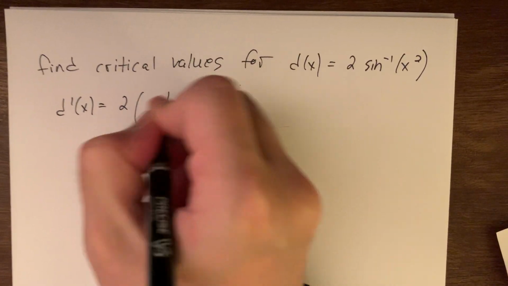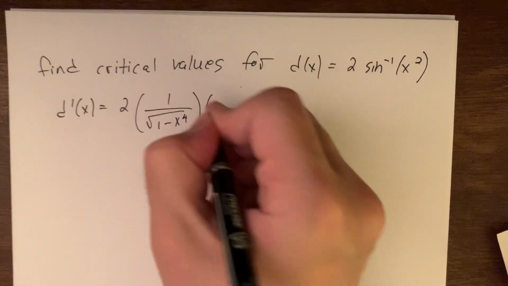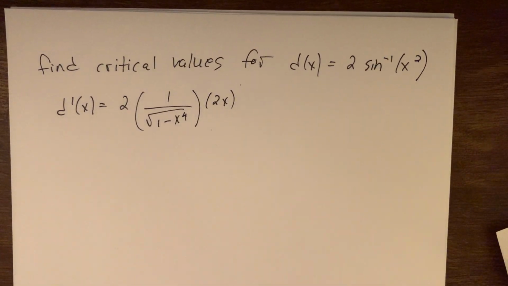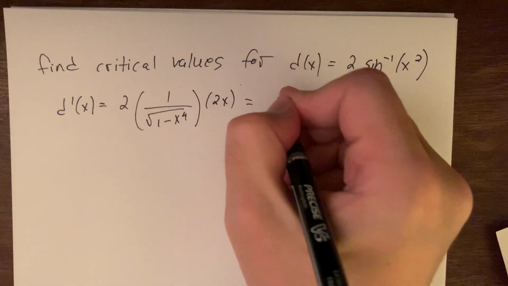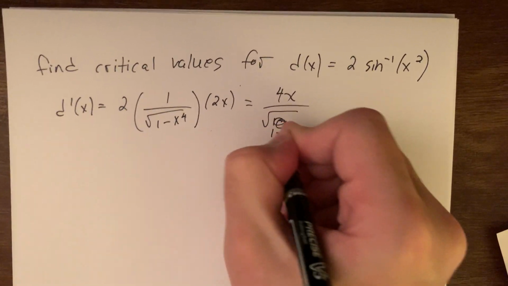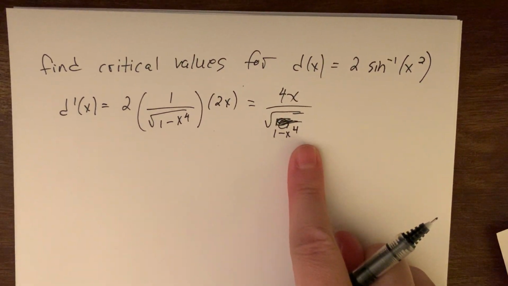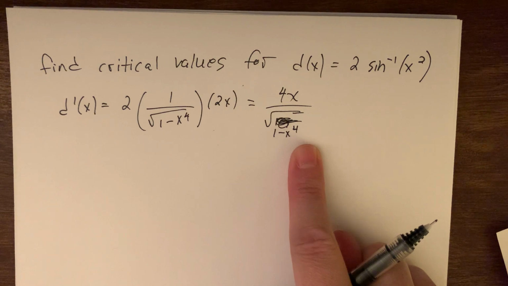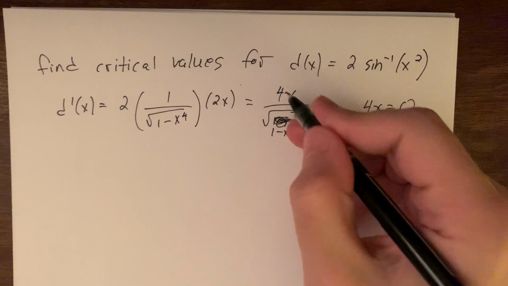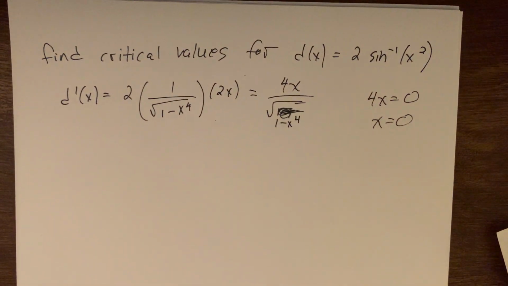2, 1 over radical 1 minus x squared squared, so that's x to the 4th, times du, that's 2x. This is good, but again, good habits. If you're going to set this equal to 0 and look for where it's undefined, we should clean it up a little bit. So when does this derivative equal 0? It's one fraction, so we just set the top equal to 0, and we get a nice quick answer. X is 0.